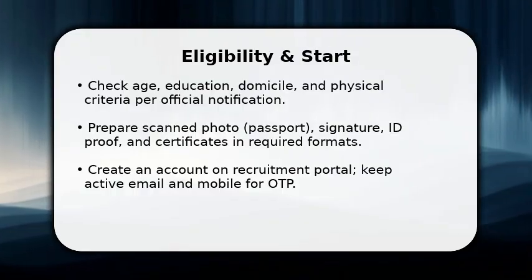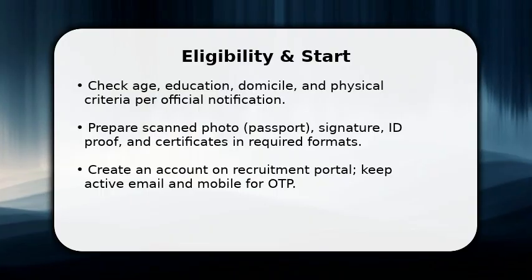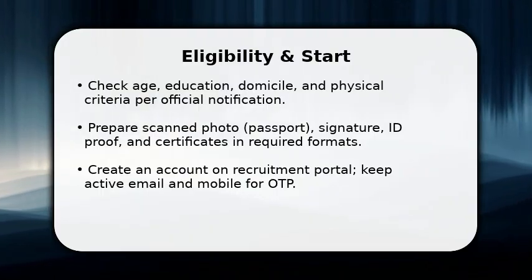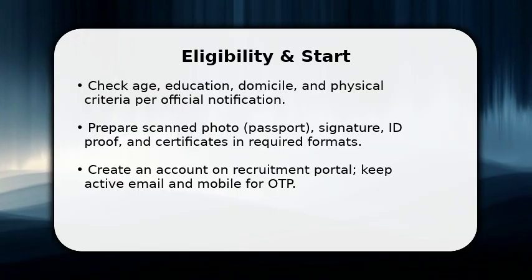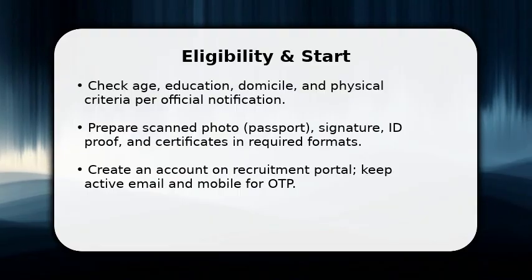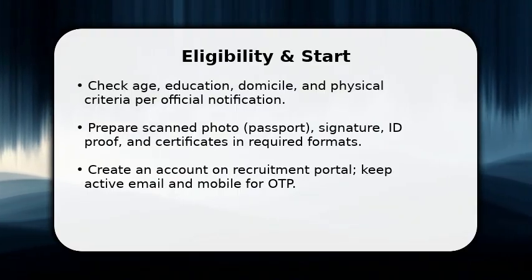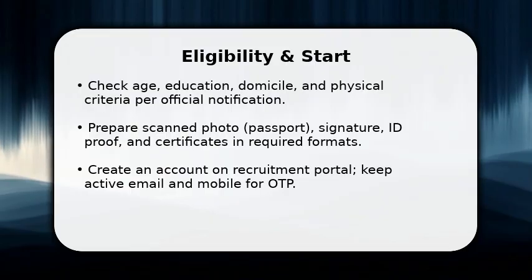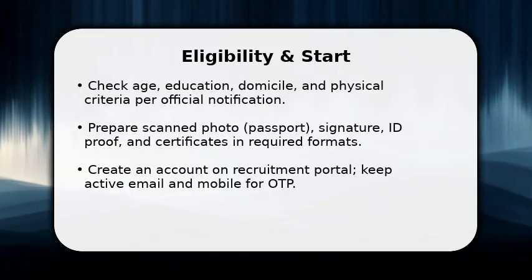You must confirm eligibility first: age, education, and Jharkhand domicile. Then gather scanned documents: passport photo, signature, ID proof, and certificates. Once those files are ready, create your account on the official recruitment portal and verify with OTP to activate it.